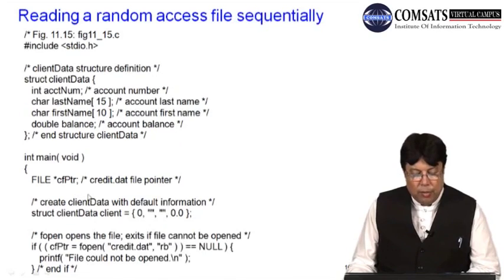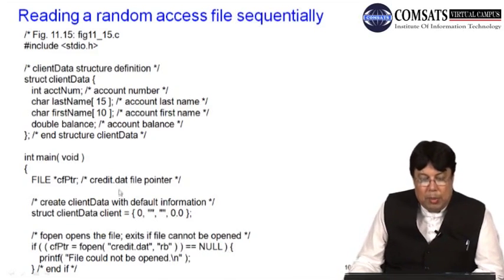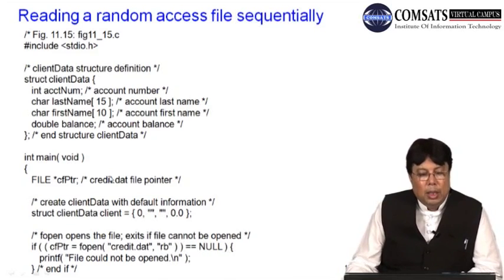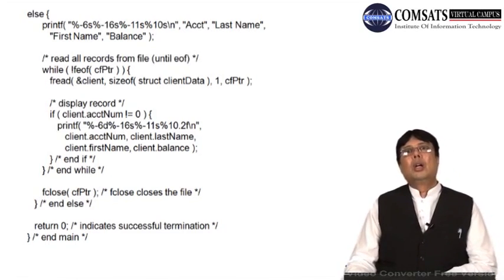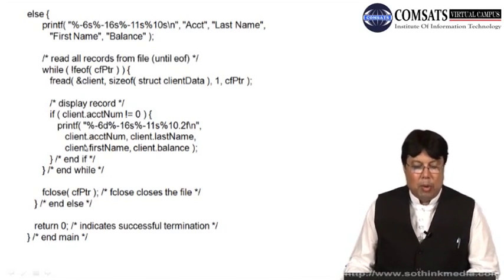So you can see that we have not done fseek. By default, when you open the file, fseek puts the pointer at the beginning of the file. So in this particular example, the system is reading record by record sequentially until you reach account number 0, which we use to finish the last record. In this way the system will keep on reading it.